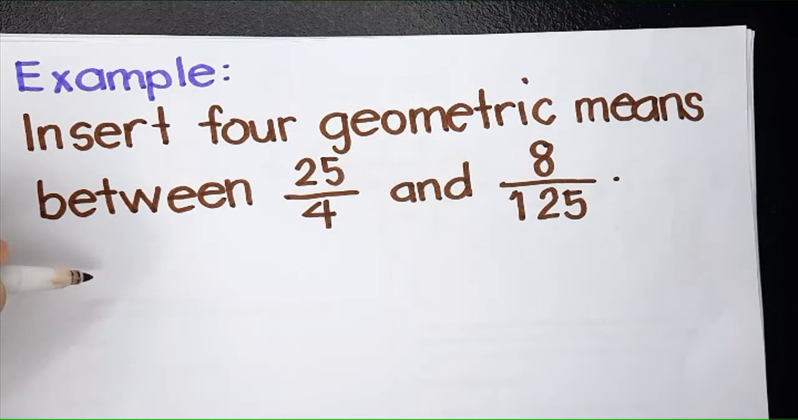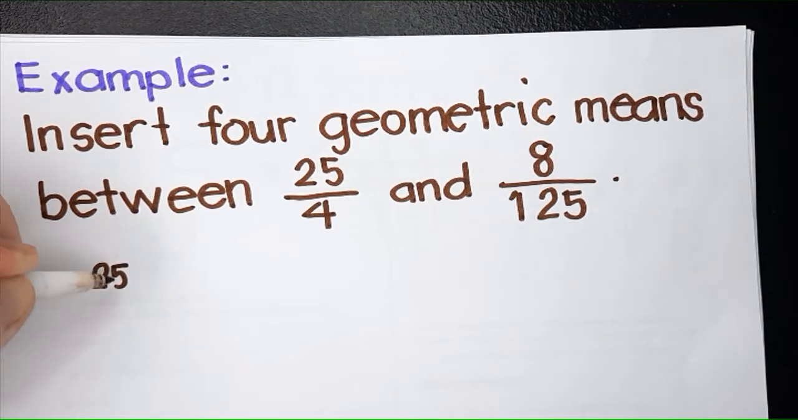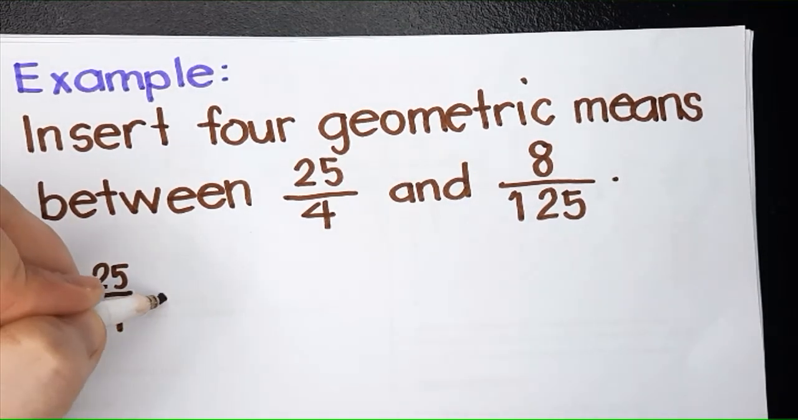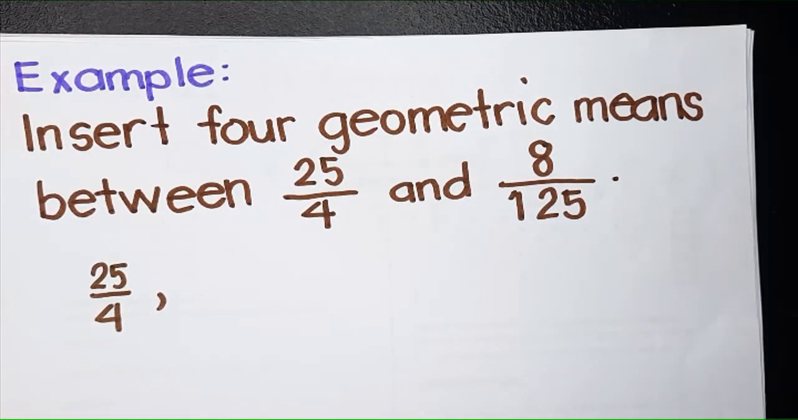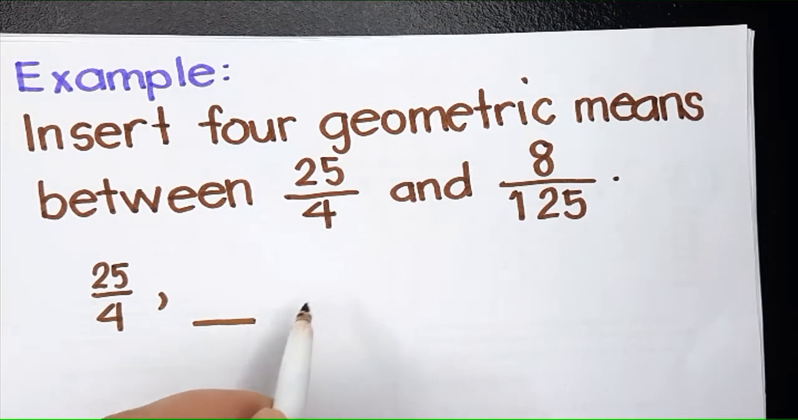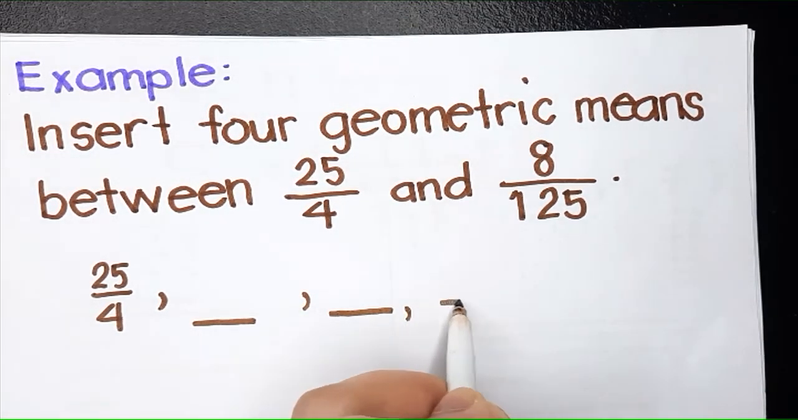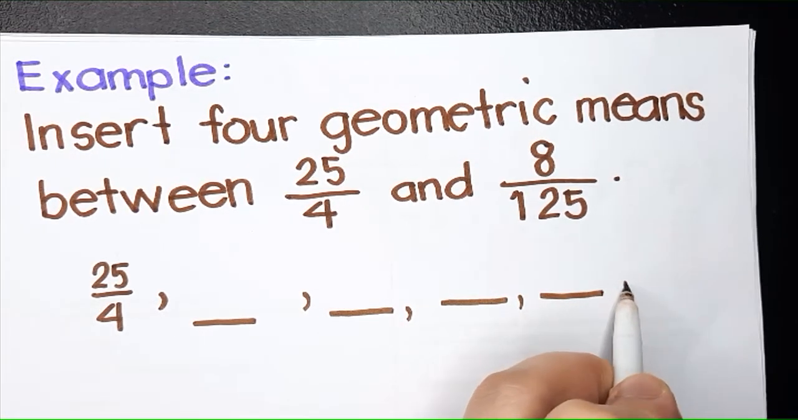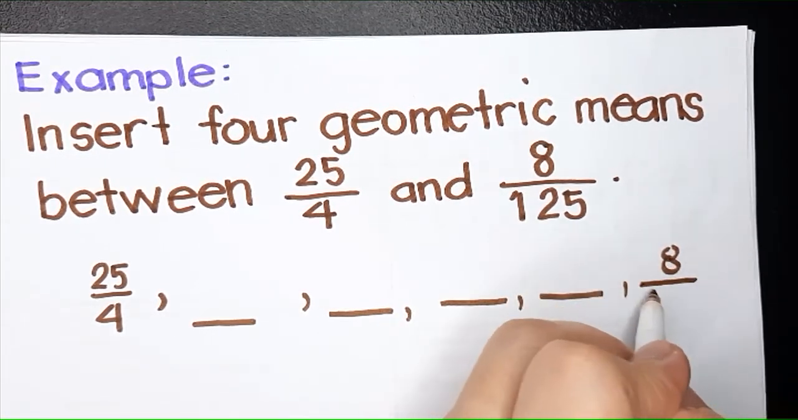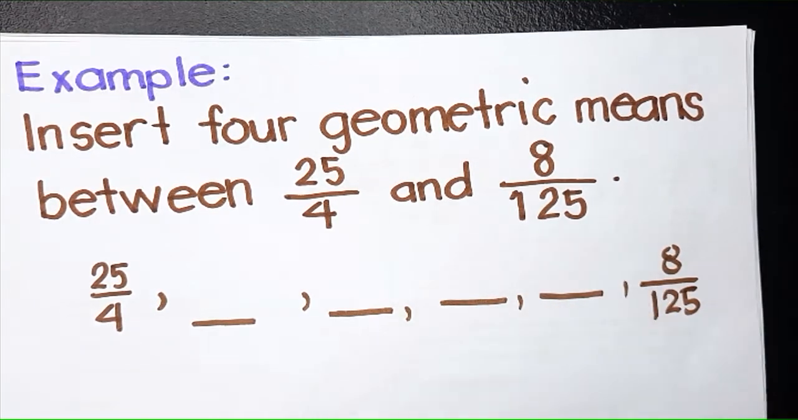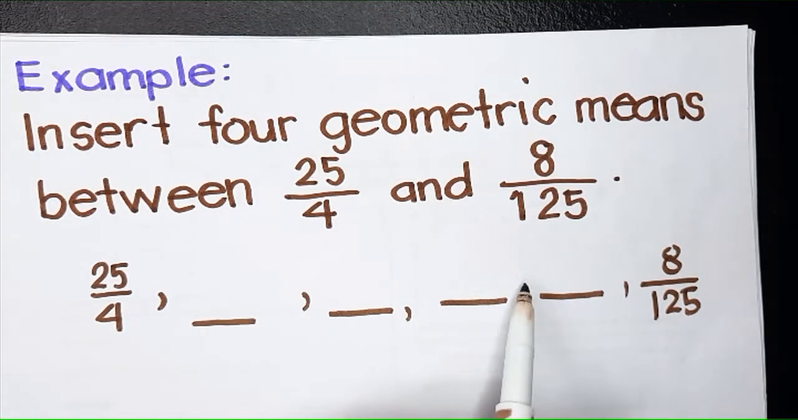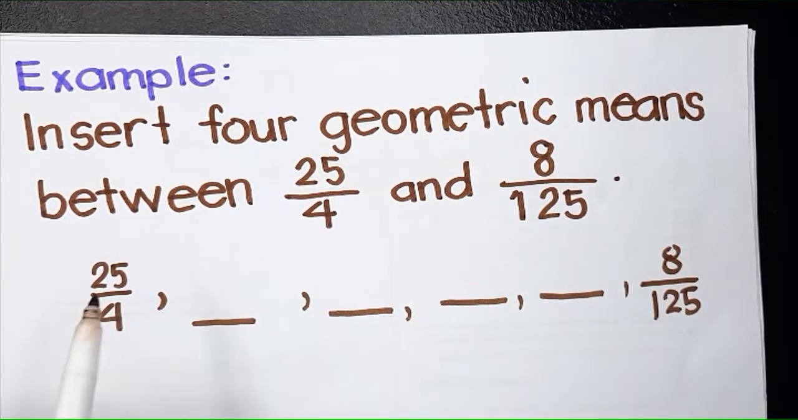Ganito lang yon. So, dito yung 25/4. Tapos, mag-i-insert kayo ng 4 na number dito. Or fraction. So, 1, and then 2, 3, 4. Tapos, andito pa yung 8/125. Okay? Geometric means ang tawag doon sa mga numbers between 2 numbers pa. Okay? So, paano tayo mag-i-insert ng numbers dyan?